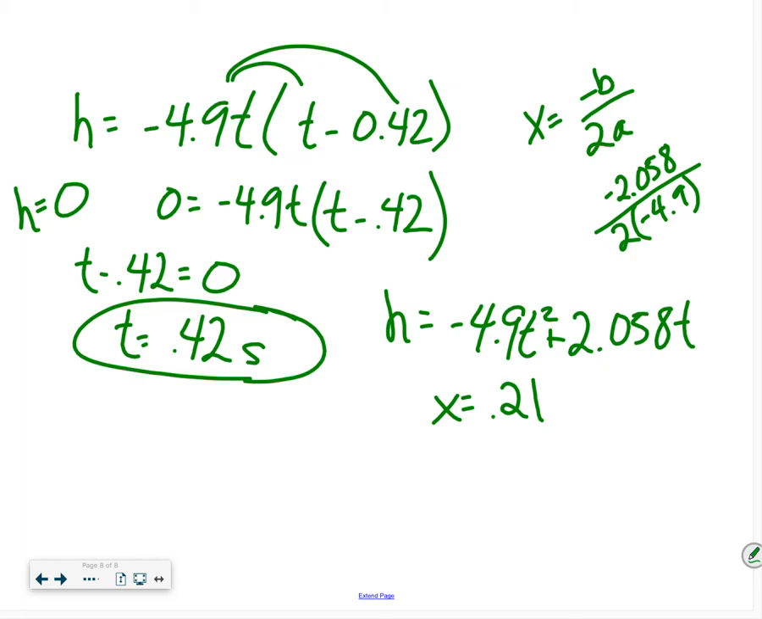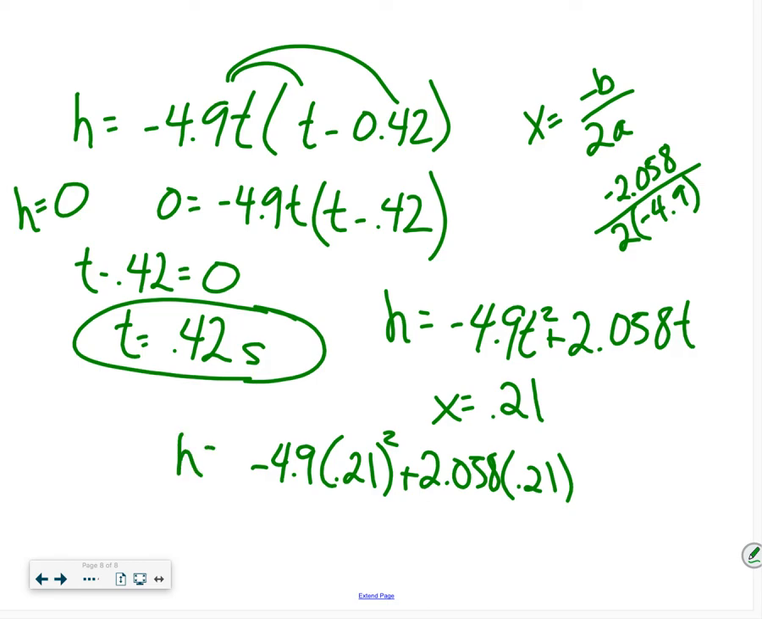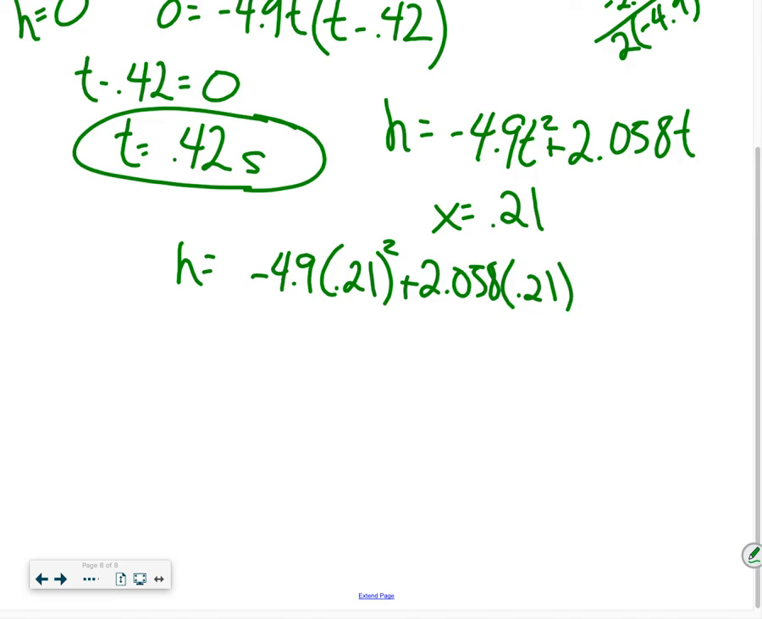That's not your maximum or minimum point because your max or min is associated with your y. So we take that and plug it back into our original equation to get our h out. It's going to be negative 4.9 times 0.21 squared plus 2.058 times 0.21. That gives me h, because we're trying to find our height. Did you guys get an answer for that? What do you get after you multiply that out? I don't know if I did it right, but I got like 1.08045. That's big.